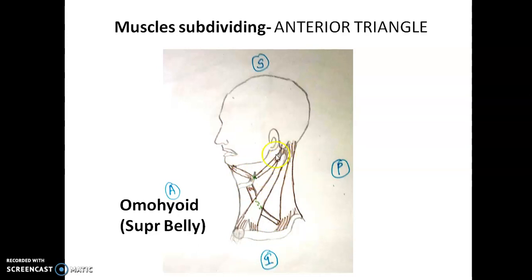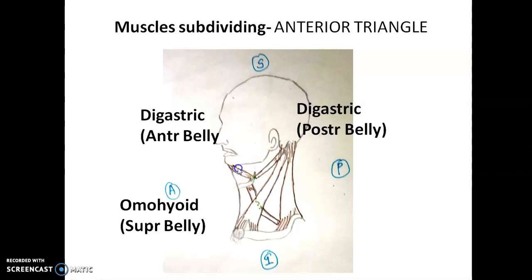The next muscle is present between the chin and the mastoid process. It has 2 bellies. If you open up your thumb and index finger and observe, it will have 2 bellies. The anterior belly is next to the chin over here. This is the posterior belly next to the mastoid process. So there are 2 bellies, anterior belly and posterior belly, of a muscle called digastric. Because it has 2 bellies, it's called digastric. So these 3 muscles subdivide each anterior triangle into 3.5 triangles.